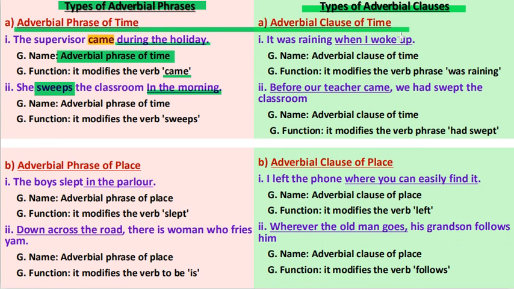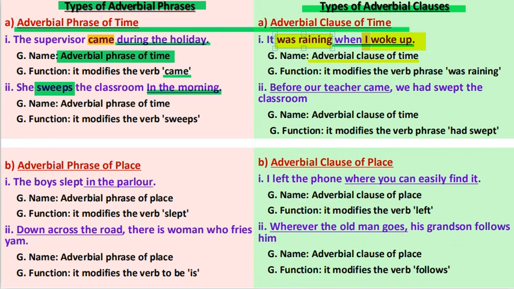When I woke up is a clause. It is not a phrase. It is a clause, adverbial clause. And how is it a clause? It contains the subject and predicate. I is the subject. Woke up is the predicate. And it contains a finite verb, woke, the past tense of wake. So it is a clause. Grammatical name, it is an adverbial clause of time. And what is the function? It modifies the verb phrase, was raining.